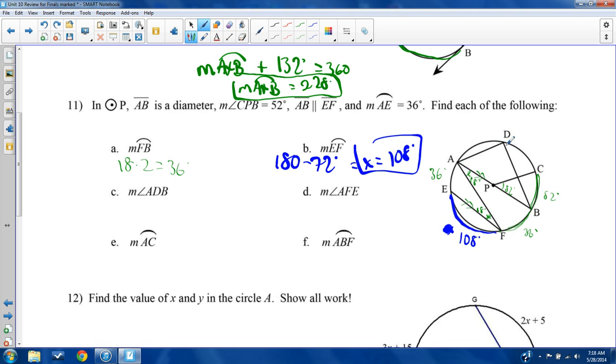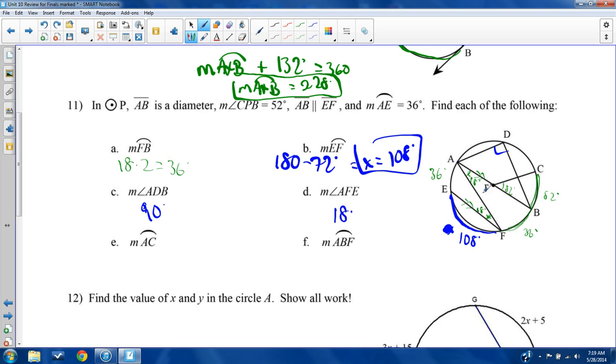Measure of angle ADB. Okay, this is a diameter. An inscribed angle intersecting at the diameter with its endpoints is 90 degrees because its intercepted arc is a semicircle. So it's half that measure, that's 90. All of those are always 90 degrees. Don't need to practice anything else with that one. Measure of angle AFE. Okay, we already figured that one out. That one's 18 degrees.